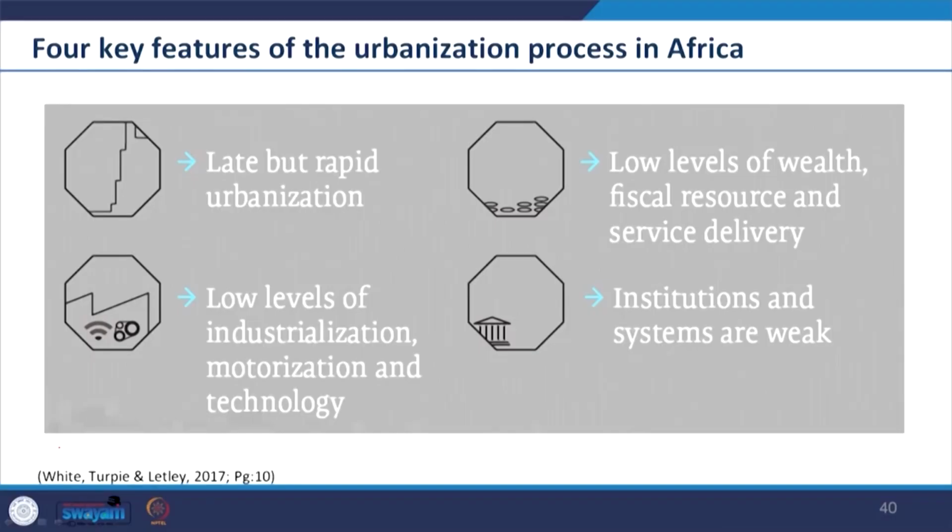We also see there's low level of industrialization, modernization, and technology, which also has a lot of environmental implications. We see low levels of wealth, fiscal resources, and service delivery, which further reduces the quality of life. Lastly, we see institutions and systems are weak, and so the urban planning and management is also weak, which has further implications on the environment and the quality of life of the people living in the cities.